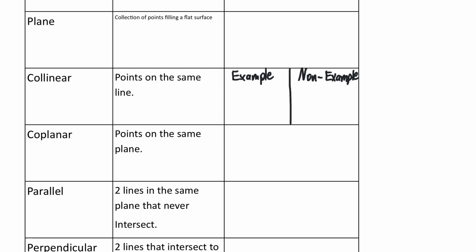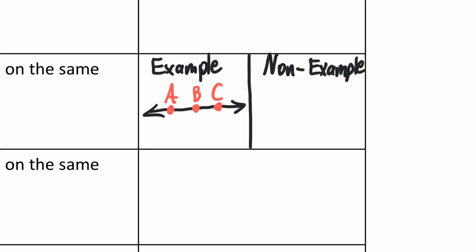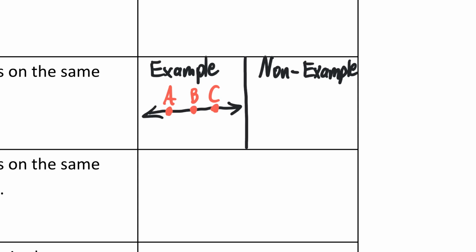Okay, so what does the definition say about collinear? Okay, they're points on the same line. So what I'm going to do is I'm just going to draw a line right here. You put it on the wrong spot. That's all right. Okay, so collinear, that's an example. Got a line, put the 3 points on there. A, B, and C are all on the same line.